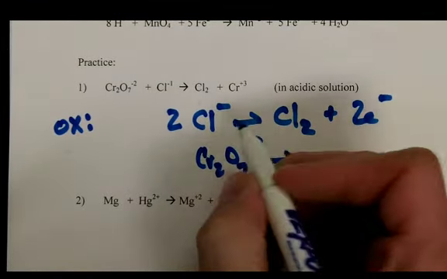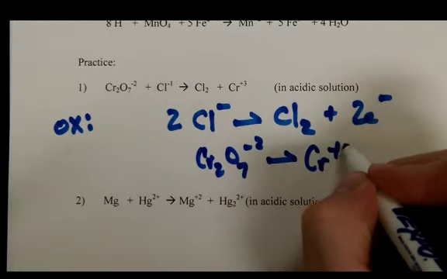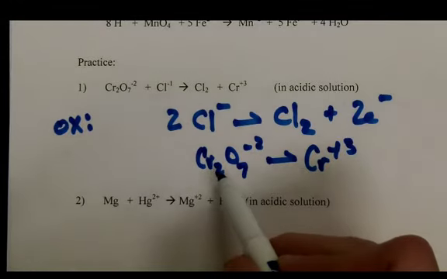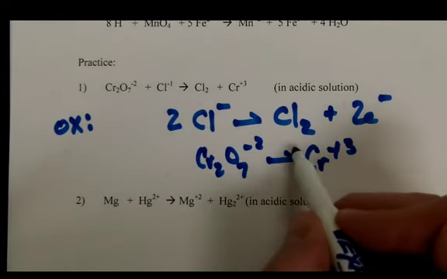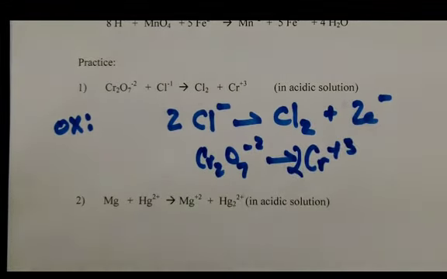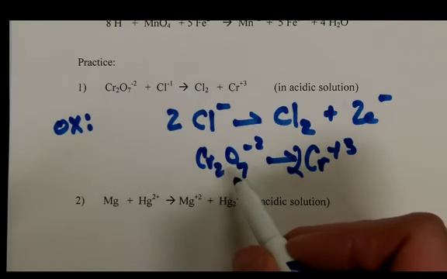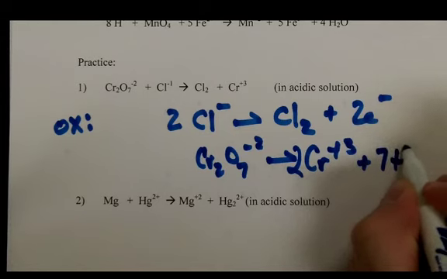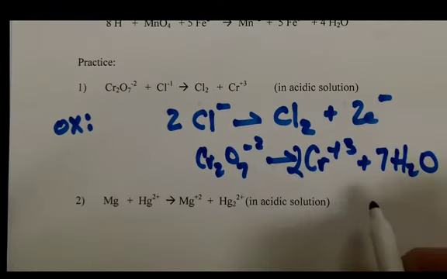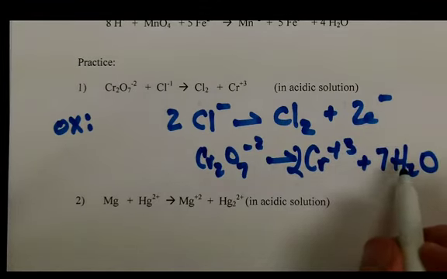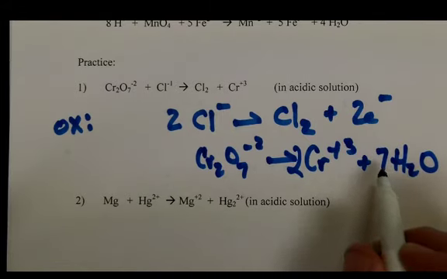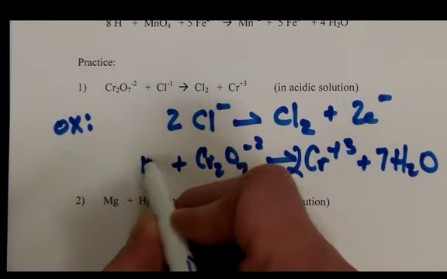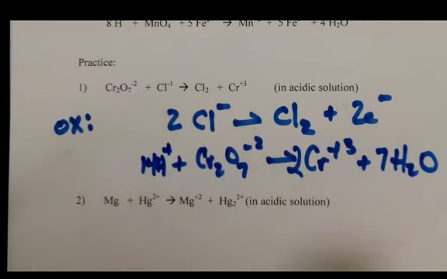To balance the next one, I've got dichromate going to just the chromium 3 ion. Okay. First thing I want to do is balance my chromiums. I have 2, so I'm going to put a 2 here. Now I've got 7 oxygens, and if you remember, if I want to add oxygen here, I add water, so I'm going to add 7 waters. Now I have 14 hydrogens here, so because it's an acidic solution, I'm going to add 14 hydrogens here.